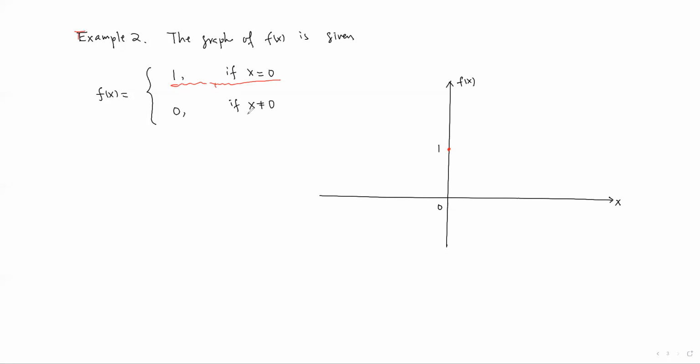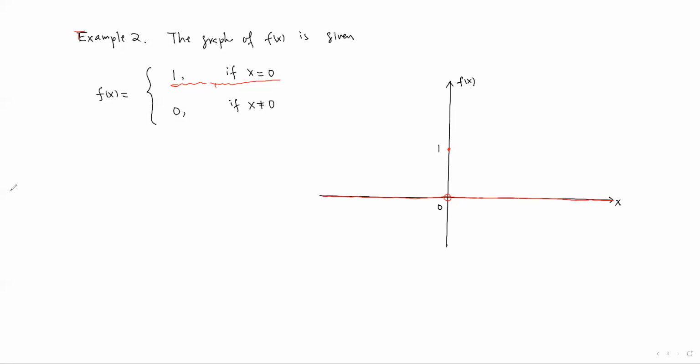Second piece. When x is not equal to 0, the function value is 0. So therefore, the graph is on the x-axis. Put an open dot at the origin to mean that the origin is not part of the graph. The part of the graph is this solid point at 1. So put an open dot there.